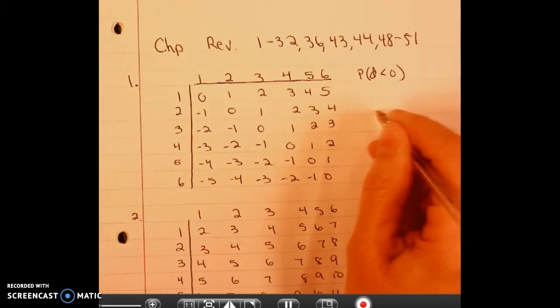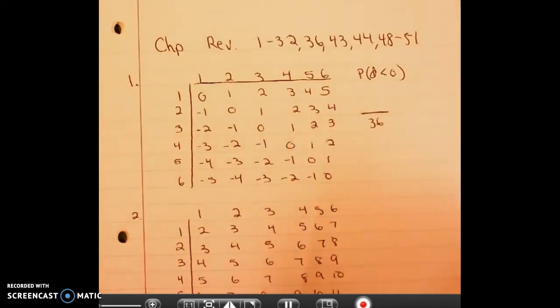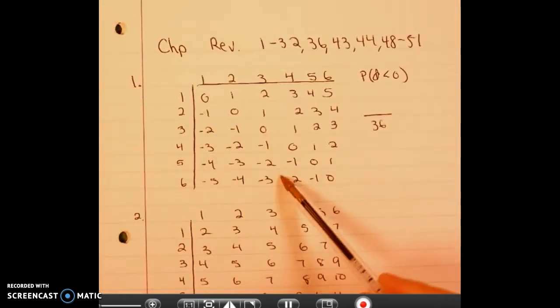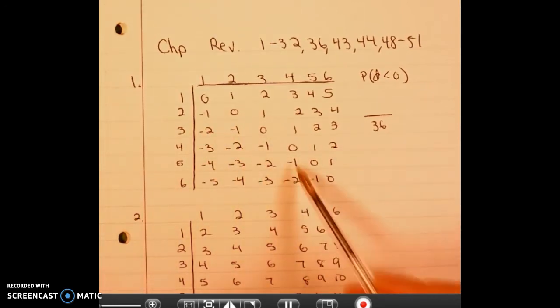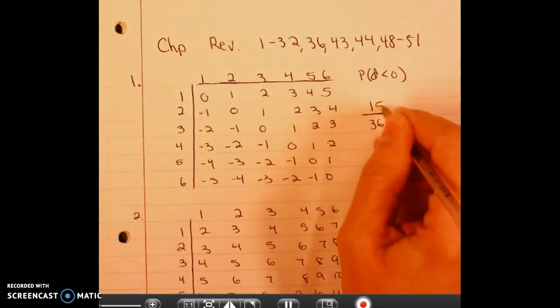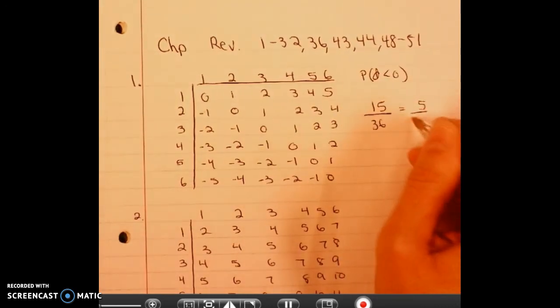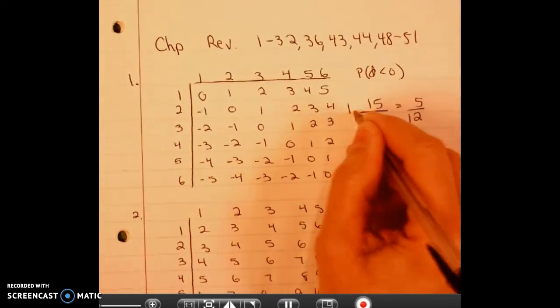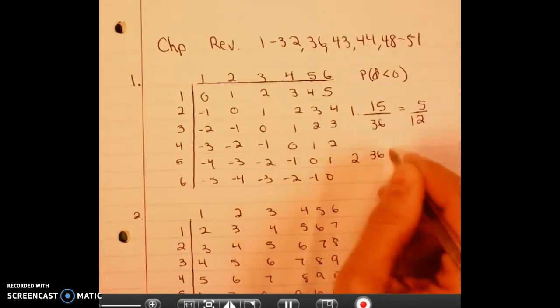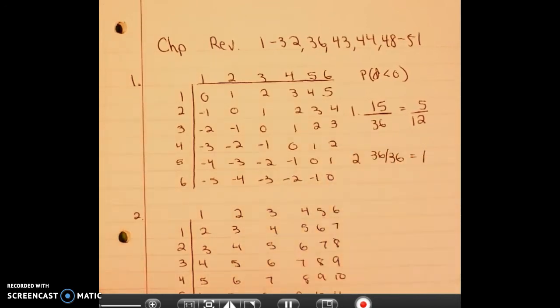So first of all, we can quickly see there's a total of 36 outcomes. Less than 0 starts here and is below. Looks like it's 15 out of 36. We'll go ahead and reduce that and we get 5 out of 12. The next one wants to know that D is an integer. Well, if you remember, integers are whole numbers or their opposites, so that actually includes every single number on here. So question number 2 is 36 out of 36, which is equal to 1.